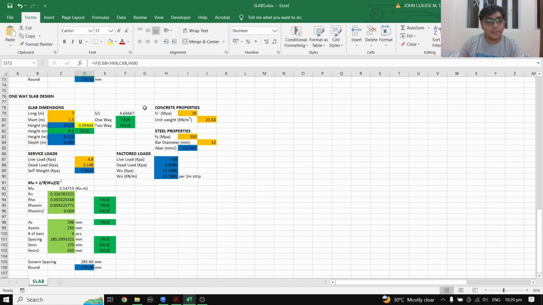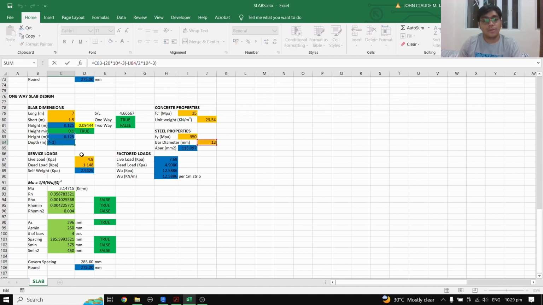Next, for our one-way slab design, we have a 7 by 1.5 slab that is designed with 12 millimeter diameter bar, and our service loads are 4.8 and 1.148, and our thickness is 1.125 meters for uniformity. Our height is automatically calculated. Our height is compared to the minimum height, which is 100 meters, and our 125 millimeter thickness has governed.